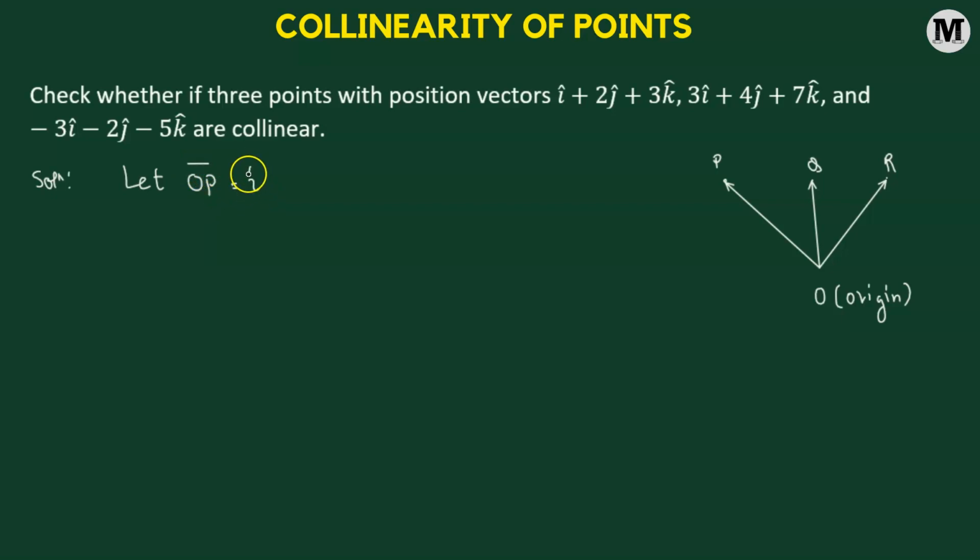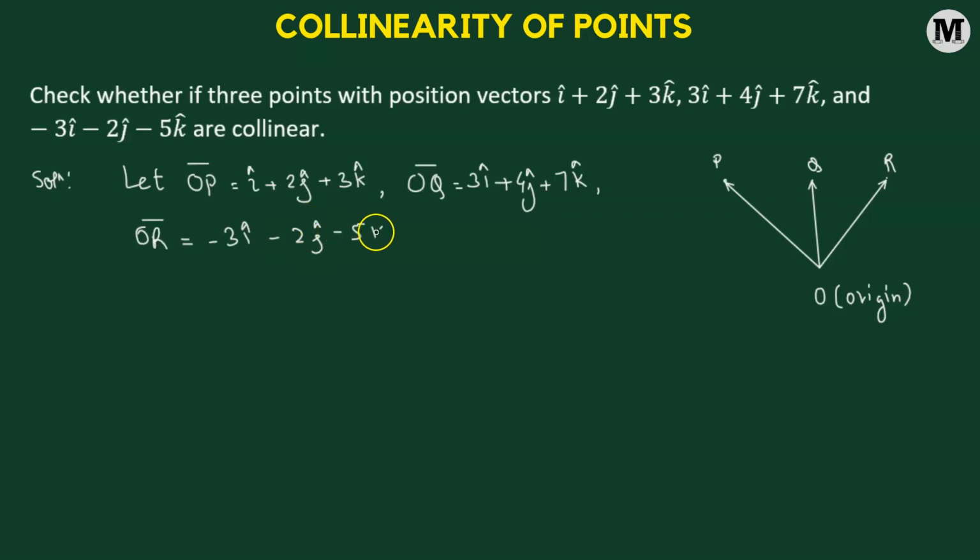Let's say this is denoted by I cap plus 2 J cap plus 3 K cap, where I cap, J cap, and K cap are unit vectors along X, Y, and Z direction. Then we will consider OQ vector to be the position vector of point Q, and let's say this is given by the vector 3 I cap plus 4 J cap plus 7 K cap. And then we have OR vector. We will consider OR to be the position vector of point R. It's a vector denoted by negative 3 I cap minus 2 J cap minus 5 K cap.